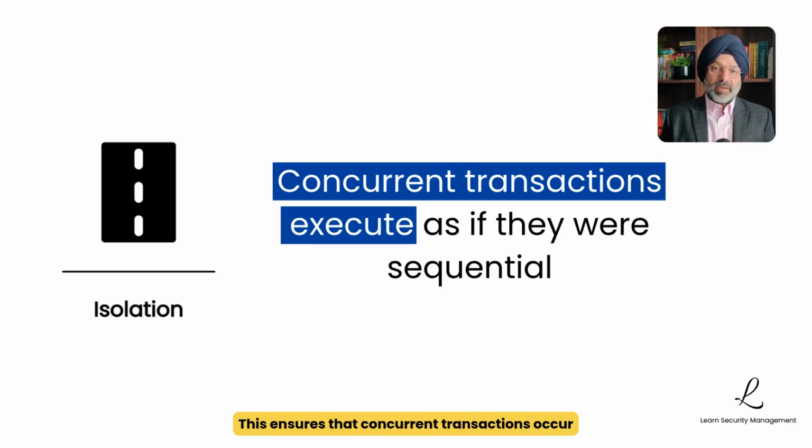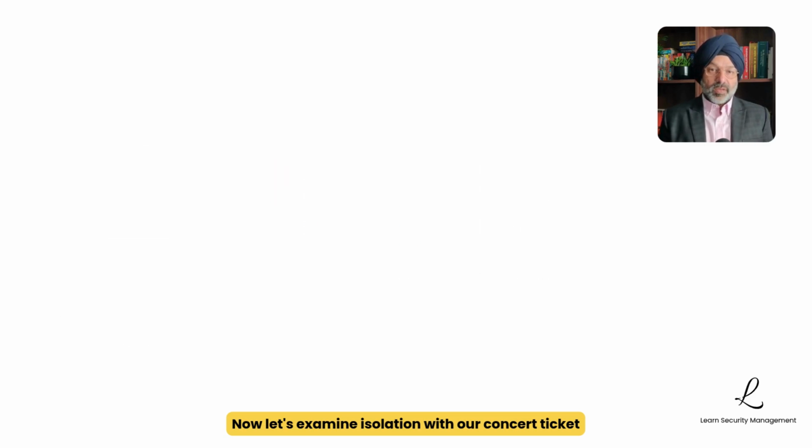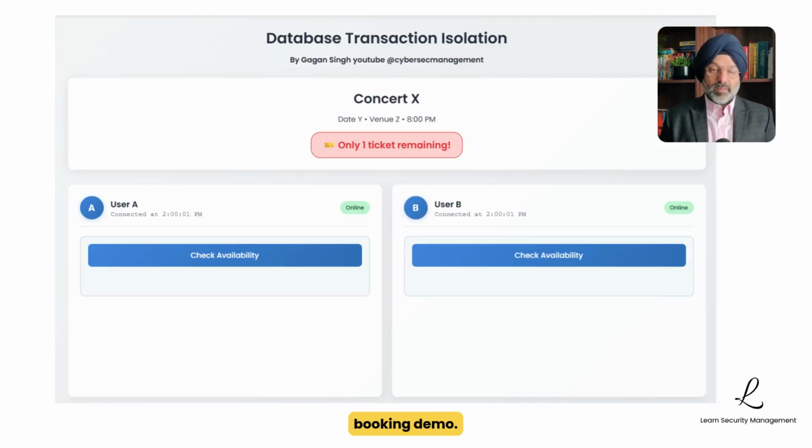This ensures that concurrent transactions occur independently without interference, as if they were executed sequentially. Now let's examine isolation with our concert ticket booking demo.